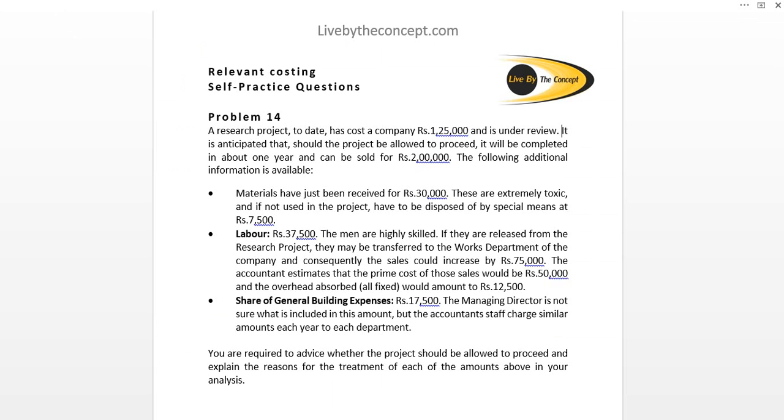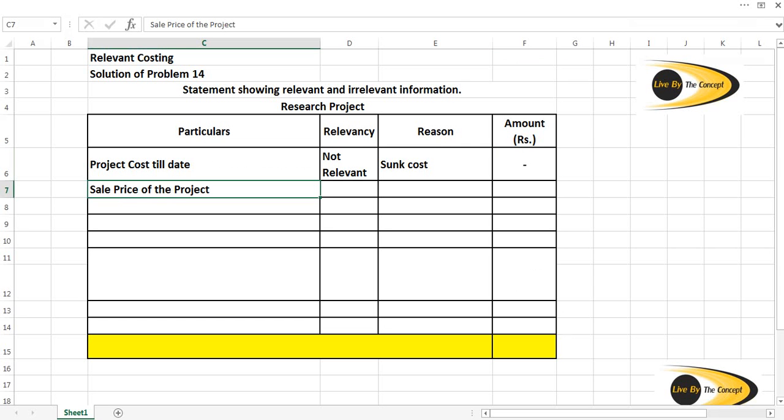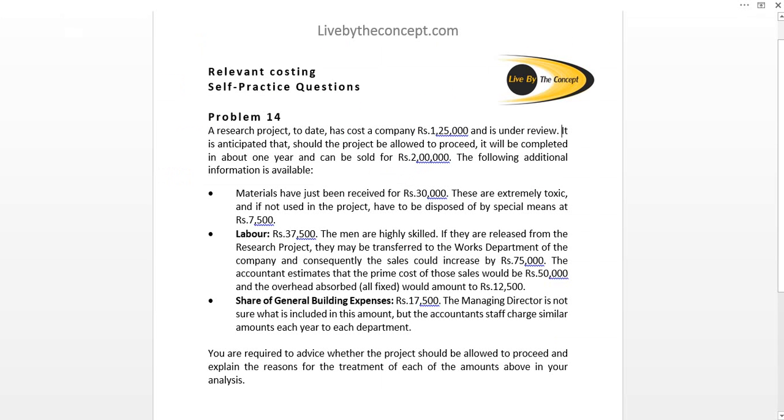So let us write down that part. We have the sale price of the project. It is considered to be relevant, and this is a cash inflow in case I go for the research project, and the total amount which I am going to earn will be 2 lakh rupees. Okay. Then they have given us the information regarding material.